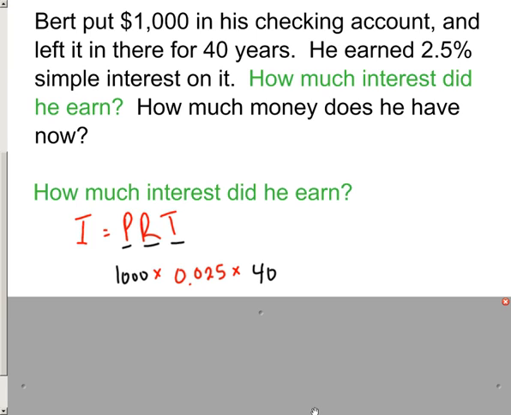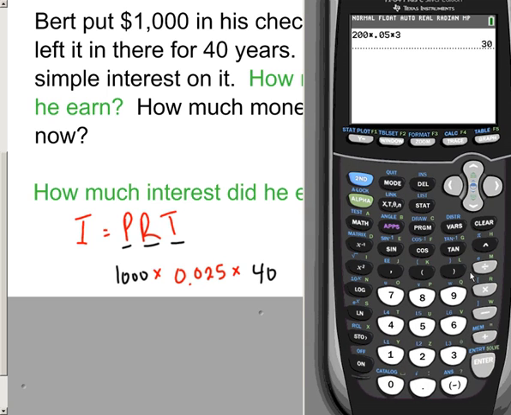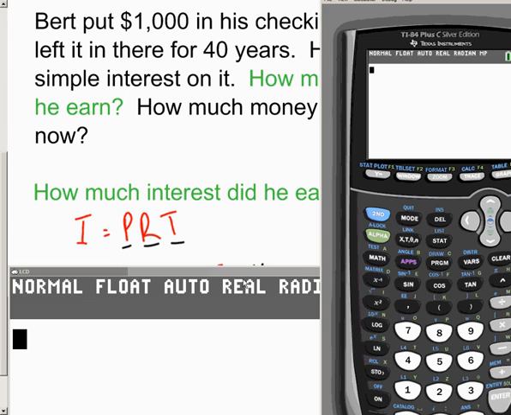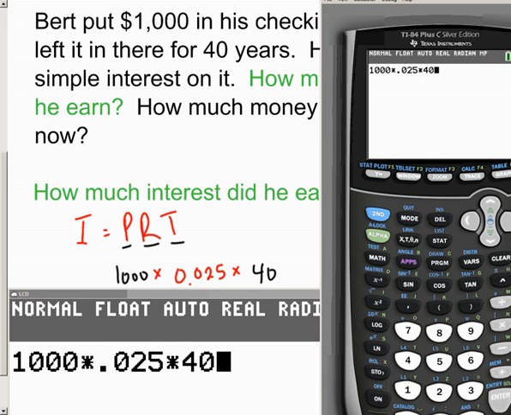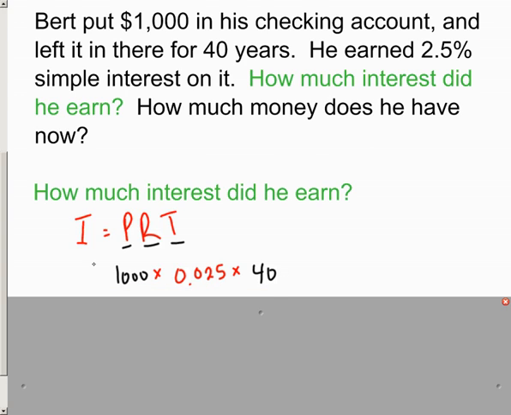We pull up our calculator. And now we just let it do all the work for us, which is great. 1,000 times 0.025 times 40. And the answer is, don't let it fool you, it's $1,000. This doesn't happen too often, where the interest is the same as the principal, but that means that he got $1,000 interest, which is fantastic.